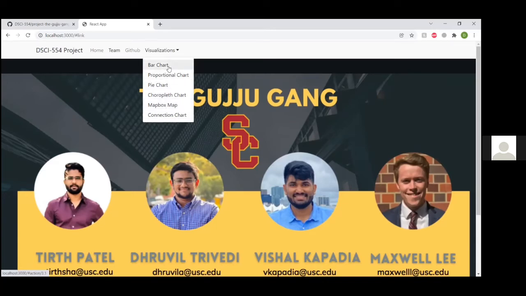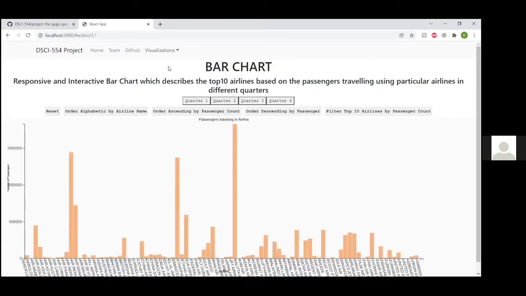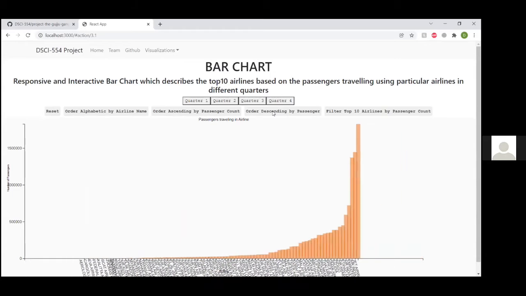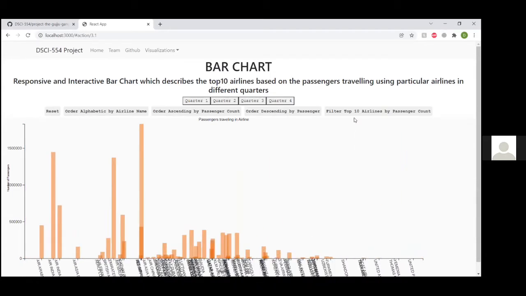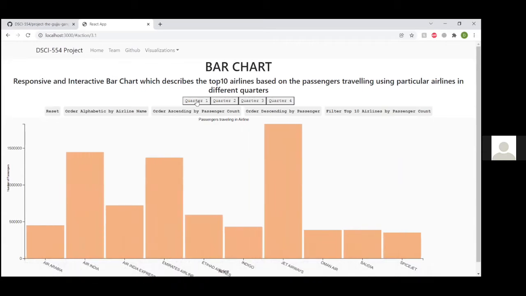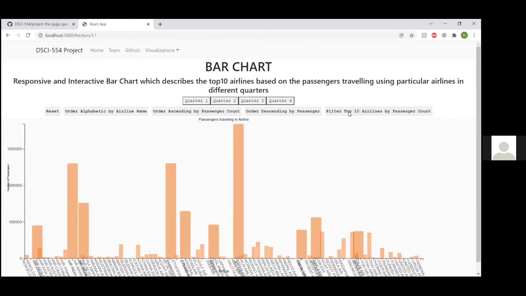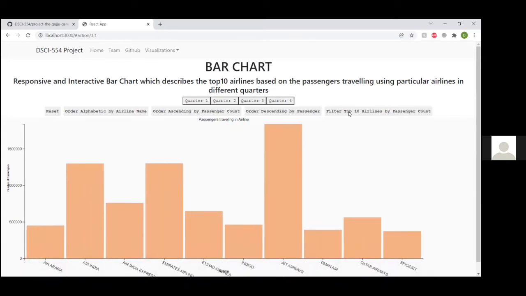regarding the air traffic. I'd like to explain a few myself, and the rest would be explained by my fellow teammates. The first one that I would like to explain is the bar chart. It is a responsive and interactive bar chart displaying different quarters' data about how many passengers traveled using which particular airline throughout the year. This is an interactive bar chart which can be sorted and shown in different panels. Furthermore, it shows different quarters of the year, which helps the user to understand which airline is more effective during which period of time.